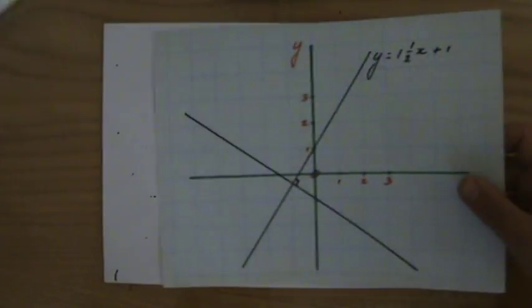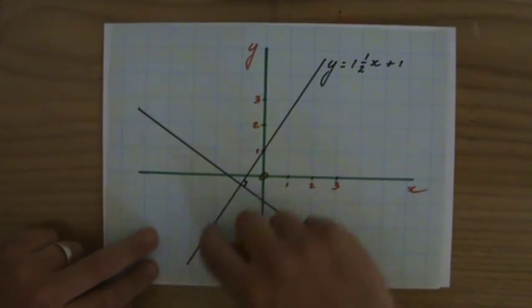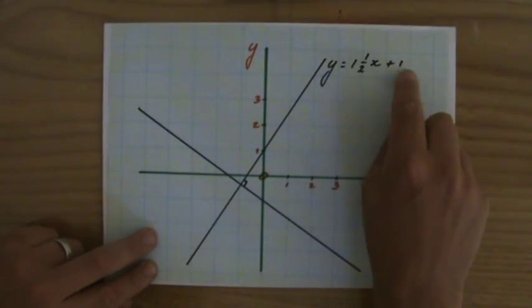Now I just want to make sure that is all fine, because why do I have to take the negative reciprocal? Are we sure? What did I do? I've prepared this for you. I drew the line 1.5x plus 1.